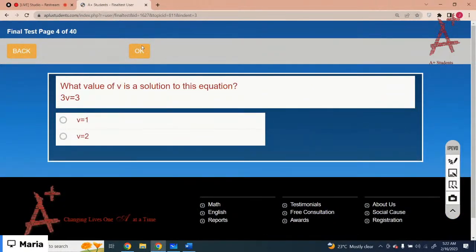Okay, what value of v is a solution to this equation? You have to calculate the value of v. So divide both sides by 3. So the value of v equals 1. So the correct option is v equals 1. Got it?